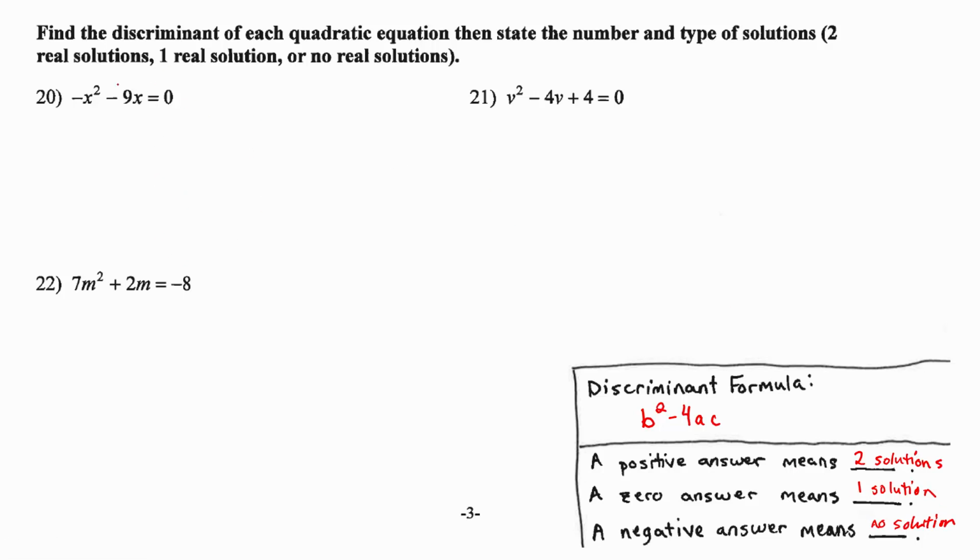So we're going to do the same thing we've been doing, where we pick out A, B, and C, and there is no C on this one, so C is 0. And we're going to plug into b squared minus 4ac. And notice it doesn't even have the square root. It's just what's underneath. So this is 81. This becomes 0. So either 81 plus 0 or 81 minus 0. Our discriminant is 81. Since that is a positive number, we have 2 solutions.